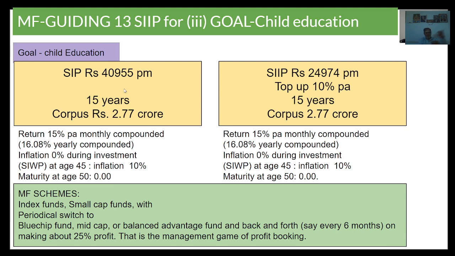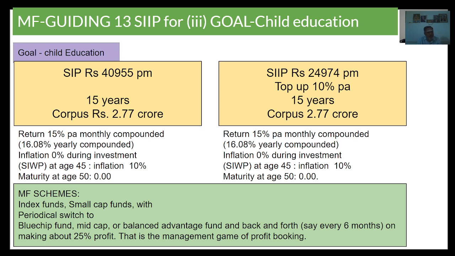In case of child education, one should have a systematic investment plan of 40,955 rupees for 15 years to generate a corpus fund of 2.77 crore rupees. This is on assuming a return of 15% per annum, monthly compounded, or 16.08% yearly compounded. Inflation is 0% during the investment. That is, we are going to have a uniform rate, no top up.